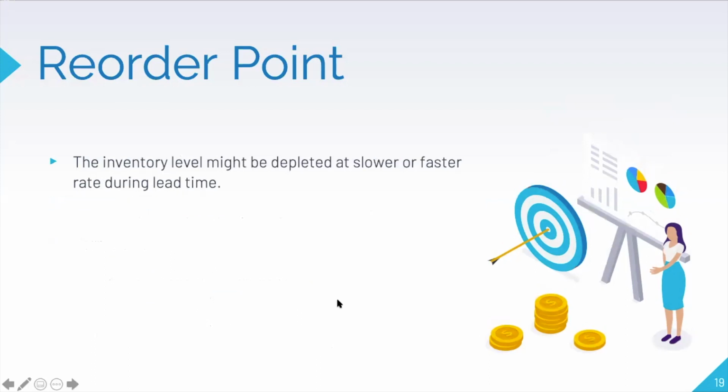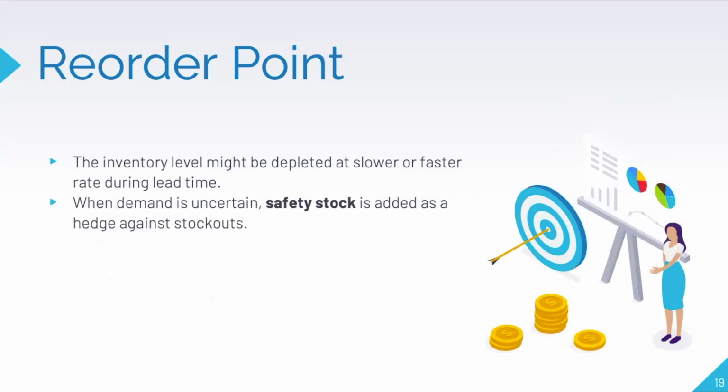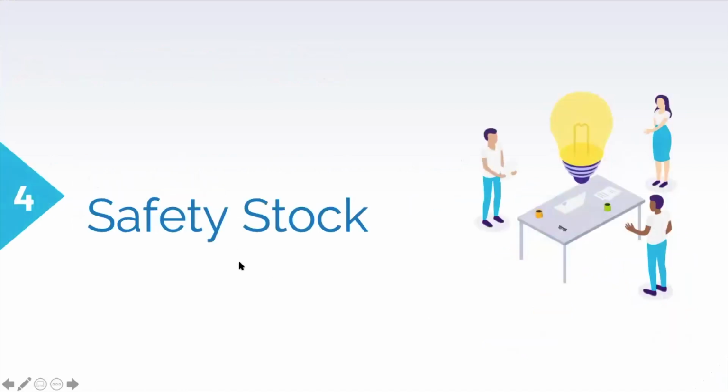The inventory level might be depleted at slower or faster rates during lead time. So sometimes, biglang nag-boom yung business during lead time, mas maraming bumibili. So meron tayong nilalagay na safety stock. So parang magbubuffer pa tayo. So bukod sa reorder point na nag-compute tayo, dadagdagan pa natin ng safety stock just in case biglang naging mabenta yung product mo during the lead time. So what is a safety stock?